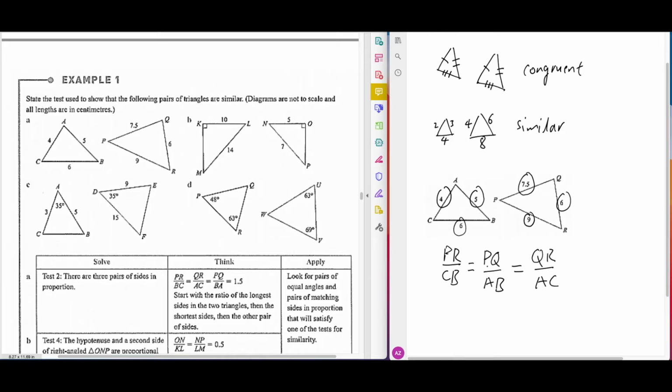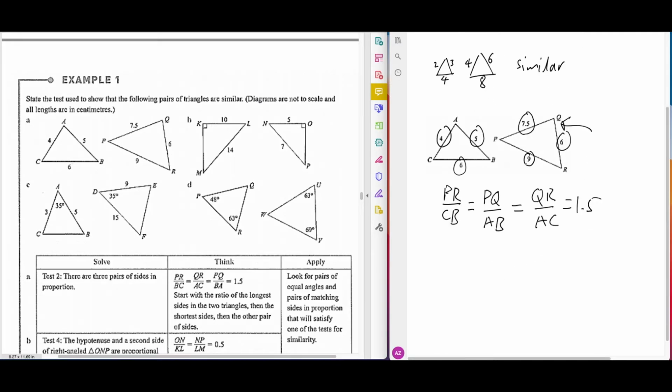So basically, you just have to find the ratio of all these sides, and if they're all equal to one number, then the two triangles are similar. Okay, so what's 9 divided by 6? Well, that's 1.5. 7.5 divided by 5, 1.5. 6 divided by 4 equals 1.5. Right. So basically, what this means is all the ratios of all the sides are equal. So we can say that these two triangles are similar because you can think of this triangle as basically this triangle multiplied by 1.5. So then you can say these two triangles are similar.